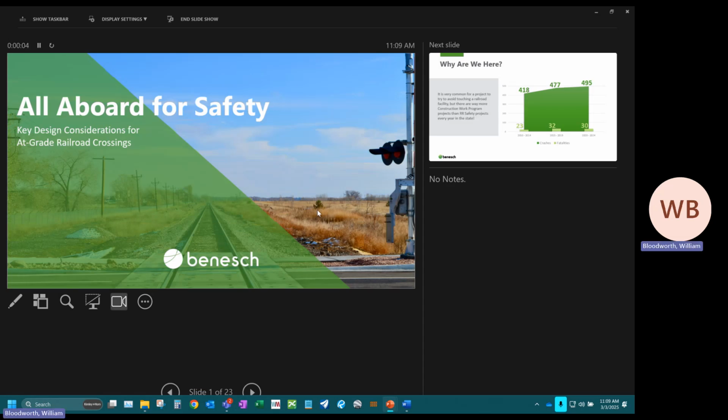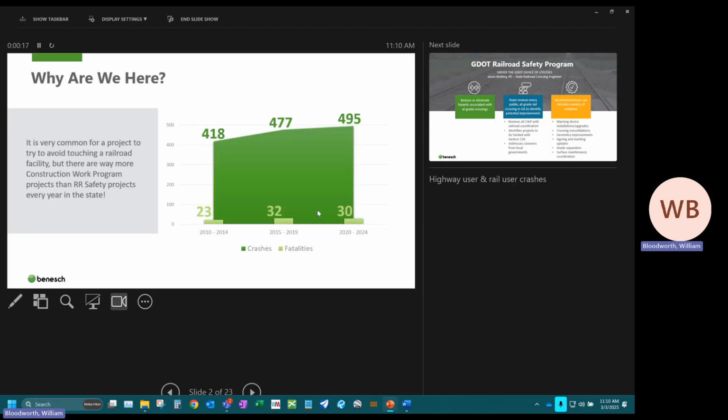Awesome. So like Susan said, myself, Kylie, and Quinn, we're here to talk about railroad safety. And really what we want you guys to get out of this is design elements you can incorporate into your plans that make these crossings safer across the state.